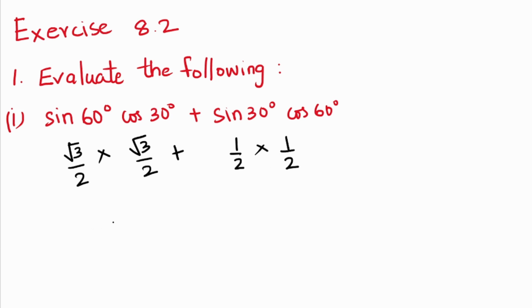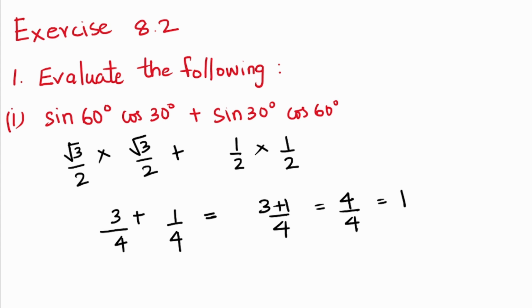When you multiply root 3 into root 3 is 3, 2 into 2 is 4. So we have 3 by 4 plus 1 into 1 is 1, 2 into 2 is 4. When you add this, you will get 3 plus 1 divided by 4. 3 plus 1 is 4. 4 divided by 4 is equal to 1. You will get the answer as 1.